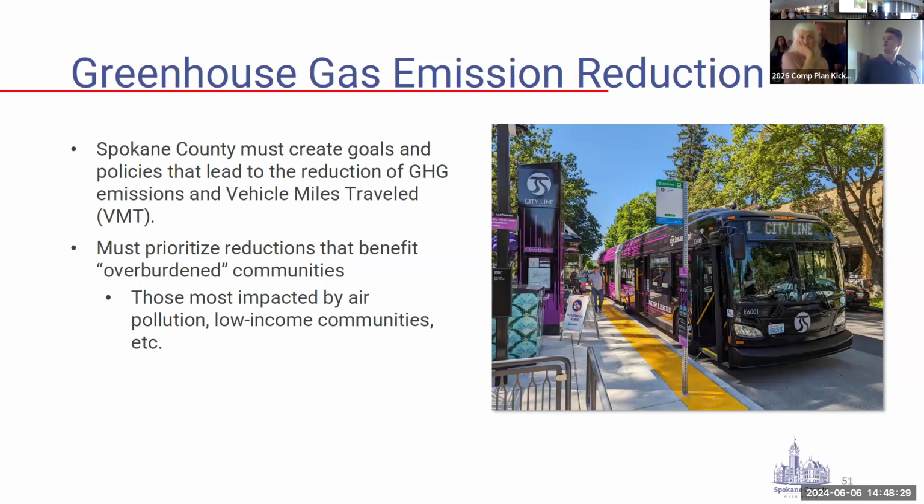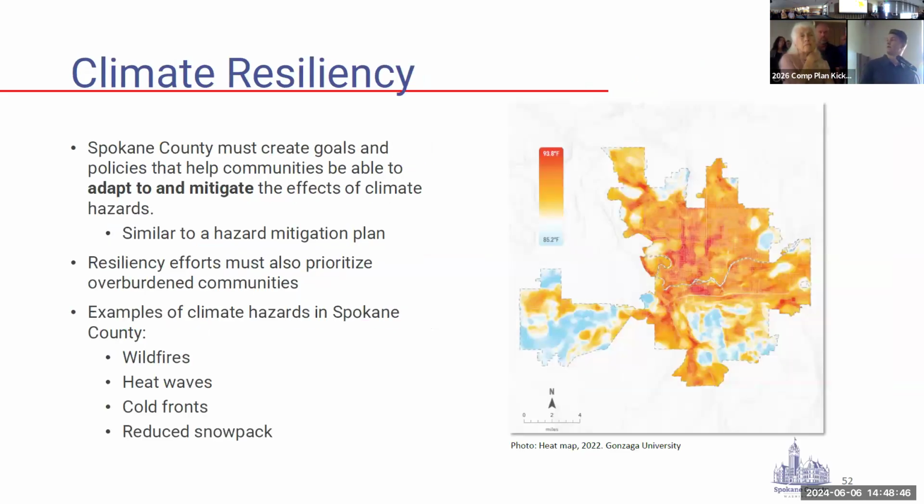These goals and policies must prioritize reductions that benefit overburdened communities. These include those most impacted by air pollution, low-income communities, and other groups of that nature. The climate resiliency sub-element deals more with adapting to and mitigating climate hazards.